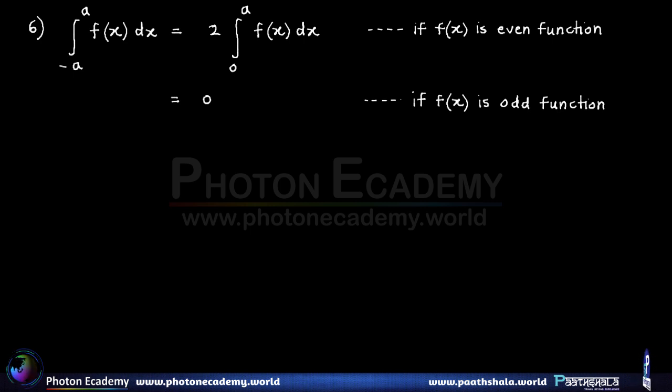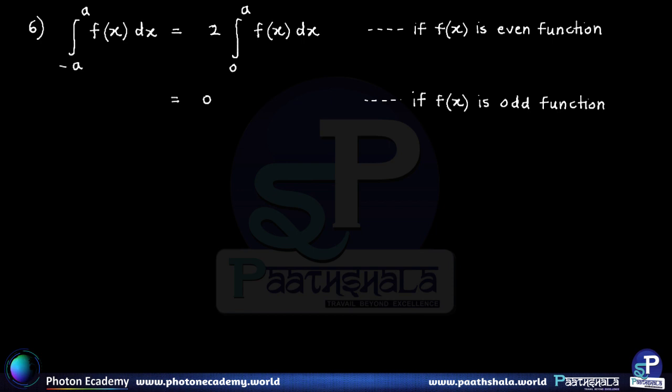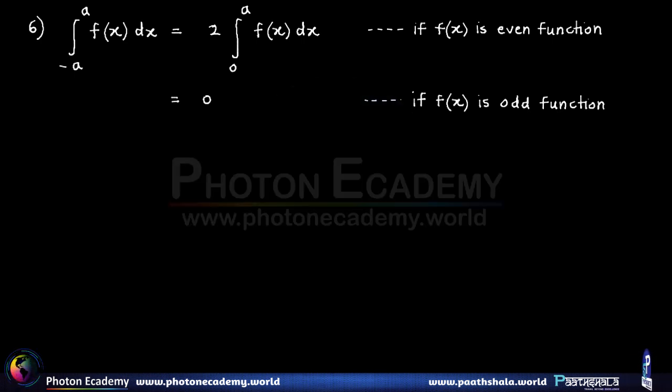If f of x is an even function, then the value of the integral on the left hand side will be 2 times the integral of f of x from 0 to a. On the other hand, if f of x is an odd function, then the value of that integral is straight away 0, right? So let us see how to prove this particular property.